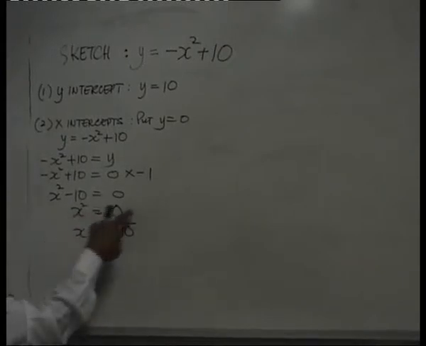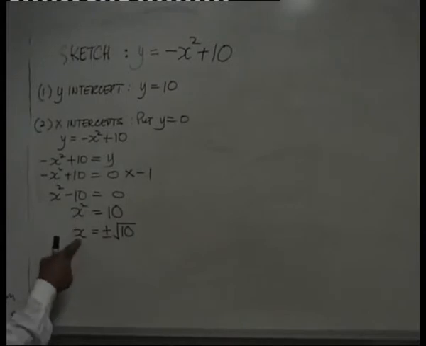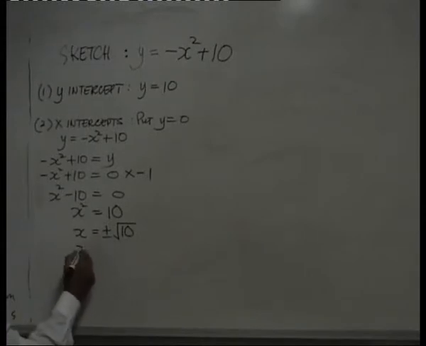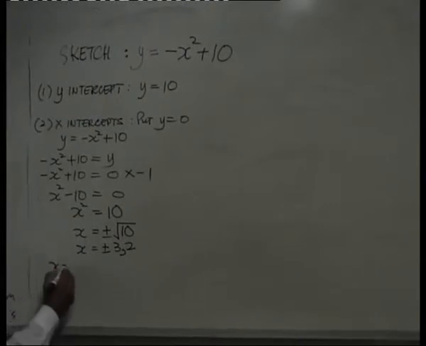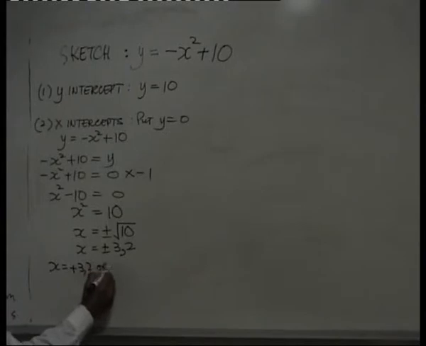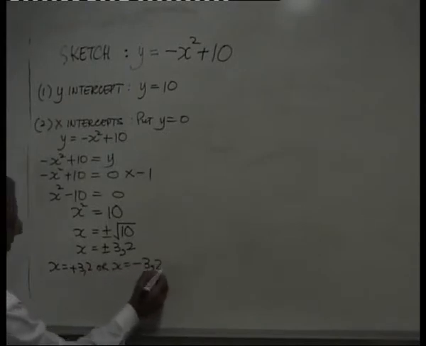If I got x squared is equal to 10, then I find the square root of that, and I must write plus minus. So I find the answer in the calculator. For that, square root of 10 in the calculator. Correct to one decimal place, I get 3.2. So my x-intercepts are x is equal to plus 3.2 or x is equal to minus 3.2.